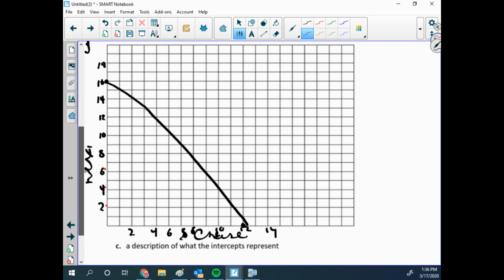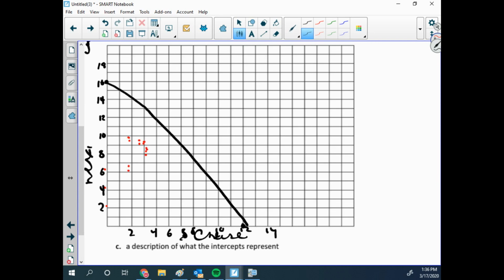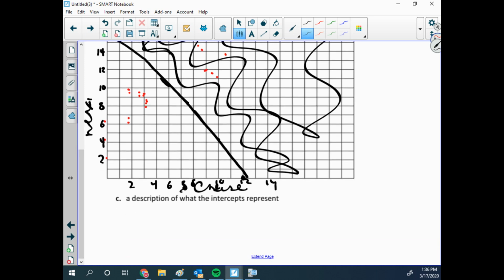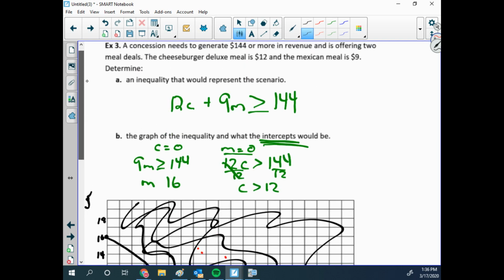And, well, where am I going to shade in? Do I want to make less money than this, or do I want to make more money? Well, I want to make more money than 144, so I'm going to sell anything over here, including anything that would fall on this line. And so a description of what each intercept represents, I just kind of explained that. This here represents I sell only 12 cheeseburger meals and I sell no Mexican. I'd be able to make my $144, or vice versa with the Mexican meals. Okay? And hopefully we're all okay with creating these equations. That's kind of back to grade 9 and grade 10 creating equations.